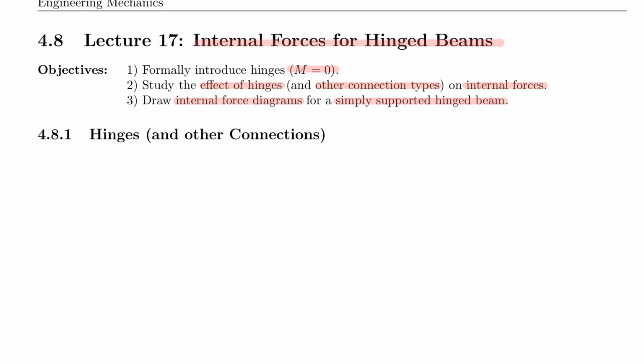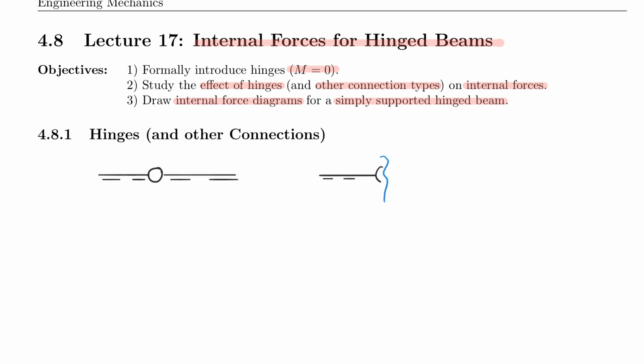All right, so let's talk about hinges. A hinge is usually symbolized for us something like this, pretty much with a sphere in there. What's important to understand is that at the hinge, every internal force except the moment is transmitted.